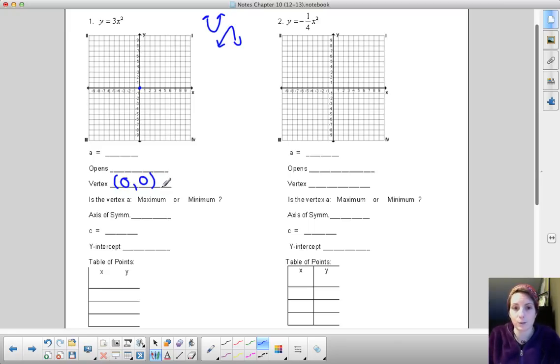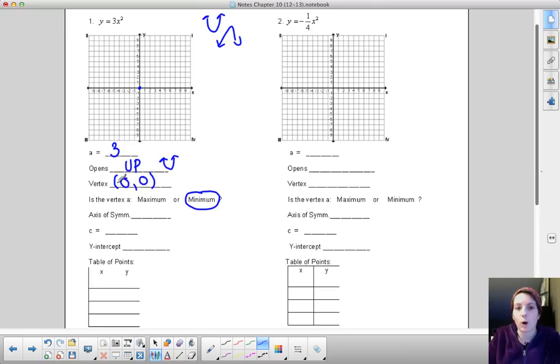So our vertex is at (0, 0). Now, let's answer some of these questions before we sketch our graph. The A value is 3, that's that leading coefficient. Because 3 is positive, how is our graph going to open? Yes, it will open up. And if my graph opens up, then my vertex, (0, 0), is going to be the lowest point on the graph. That's why we call it a minimum.